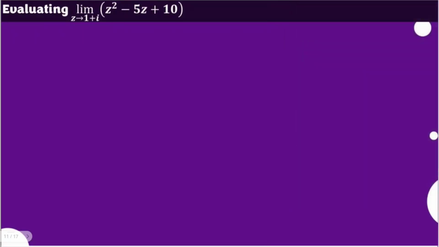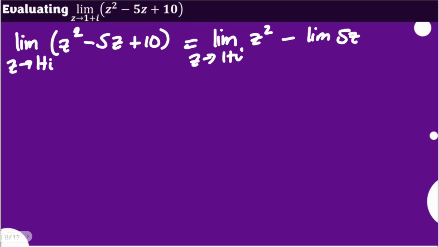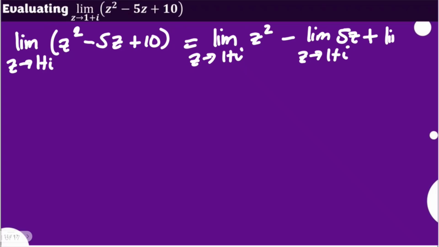So you will have here the limit of your complex function z squared minus 5z plus 10 as z approaches 1 plus i. Okay, so by limit theorem, you are going to distribute that, right? The limit of your z squared as z approaches, sorry, that's 1 plus i, and you have your minus the limit of your 5z as your z again approaches the same, 1 plus i, and you have here plus the limit of your constant 10 as z approaches 1 plus i.